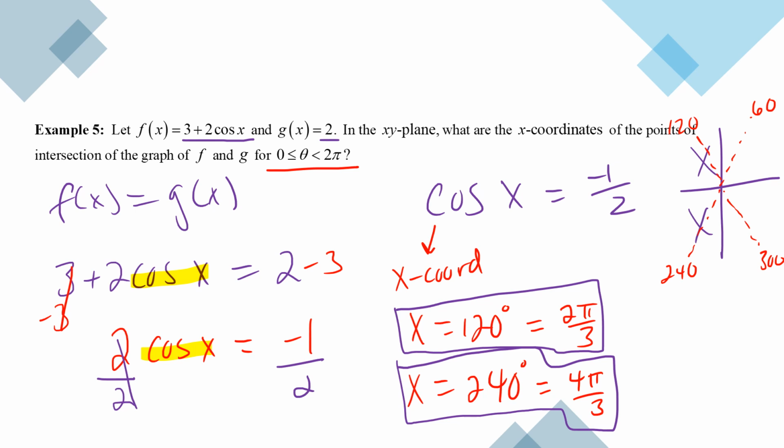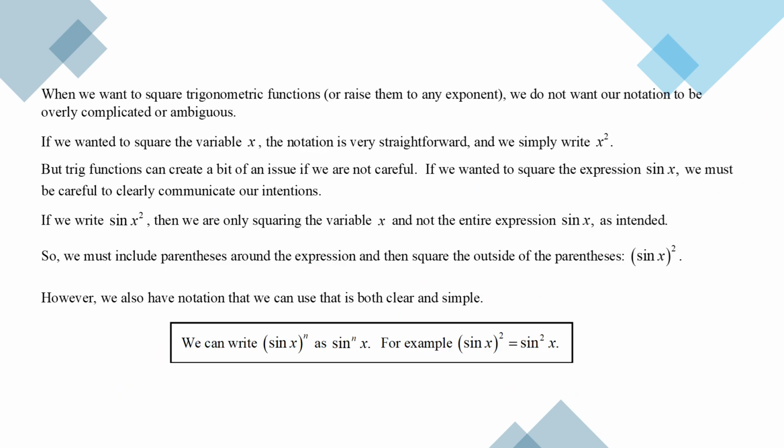So what we have is cos x equals negative 1/2. We find what degrees has that. Yes, we're looking for the degree whose x coordinate is negative 1/2. Okay, now I know. All right.